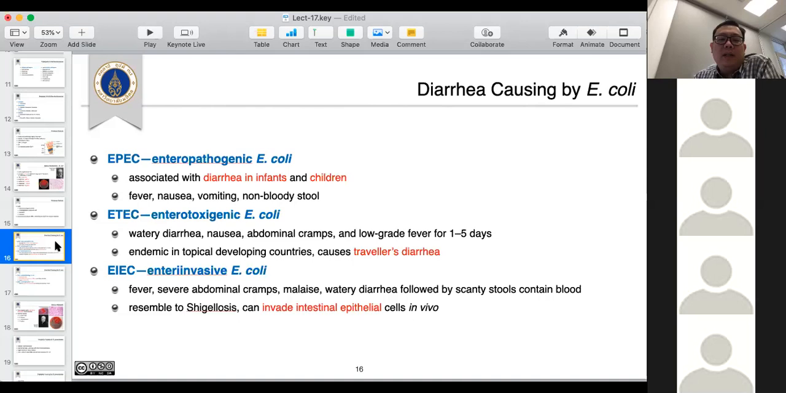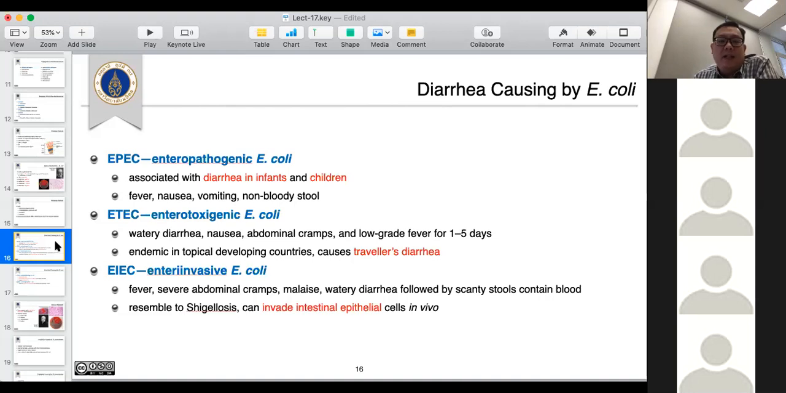Another group is enterotoxigenic E. coli or ETEC. This causes watery diarrhea, nausea, abdominal cramps, and you probably have low fever for a week. Okay, this can spread through food, particularly water, ice.